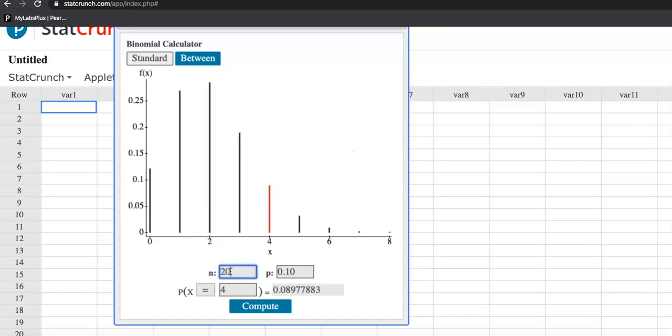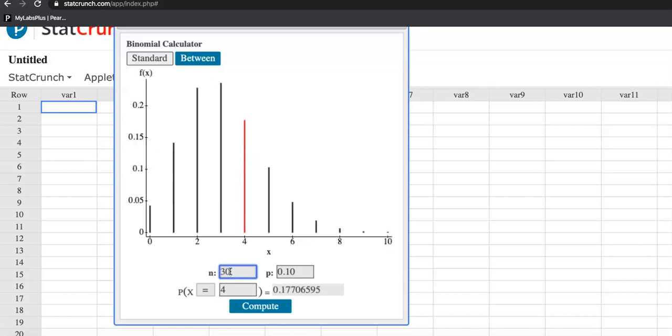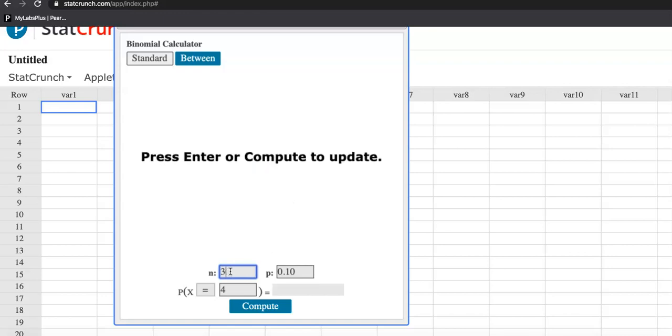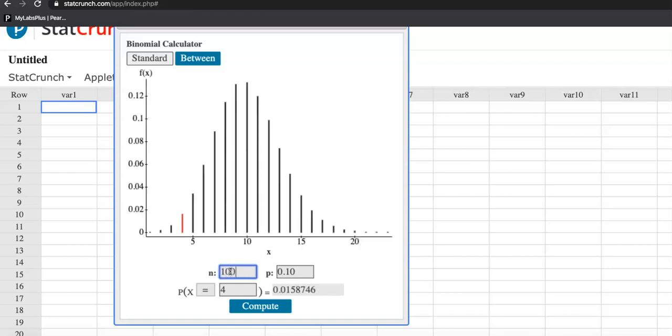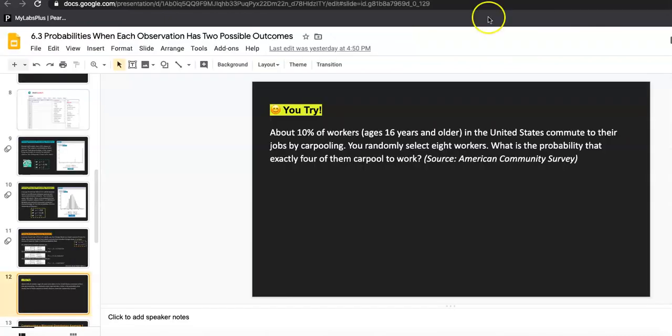If N goes to 20, it's turning more into a bell-shaped curve. What if N is 30? Almost, right? And if N is really, really big, let's say 100, then it's going to turn more into a bell-shaped curve. But we'll talk more about that when we talk about the normal distribution this Friday, or in week 8. Alrighty, let's go back here.